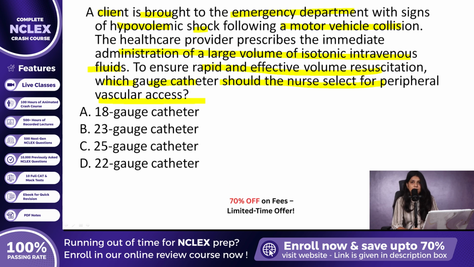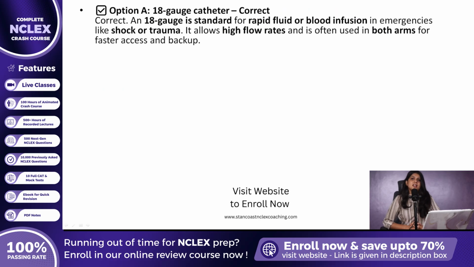The correct answer is Option A, 18-gauge catheter. This size is considered a large-bore peripheral intravenous line and is the gold standard for administering large volumes of intravenous fluids and blood products rapidly. In shock and trauma, the priority is speed and volume, and an 18-gauge catheter allows for high flow rates with minimal resistance. When feasible, placing two large-bore catheters provides redundancy and maximizes fluid delivery.